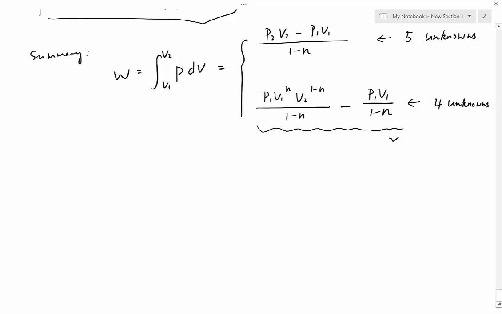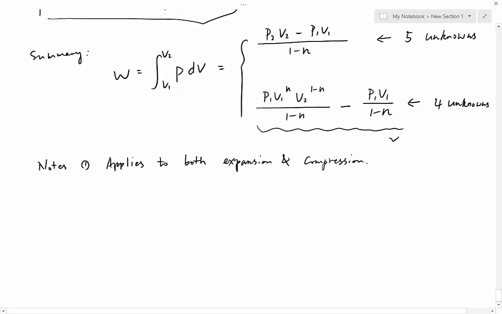Okay, all right, so a few notes I want to say. First one is this equation we developed applies to both expansion and compression. Doesn't matter which one. And then second one, the system is gas. We need to make it clear. The system in our examples is always the gas.